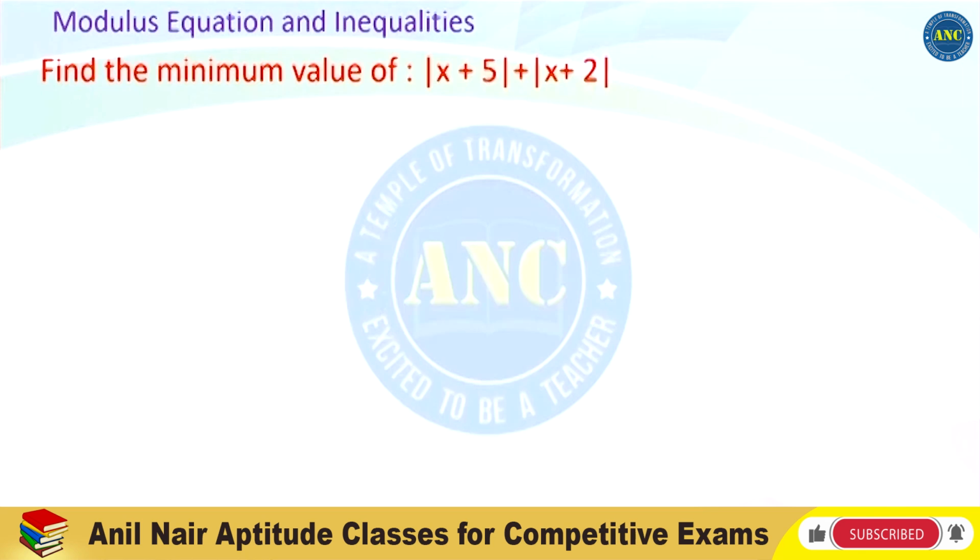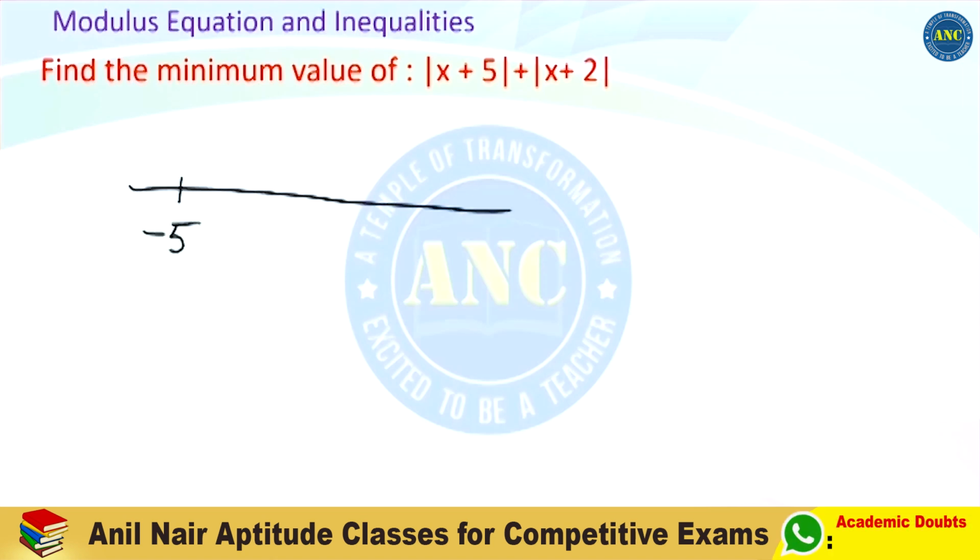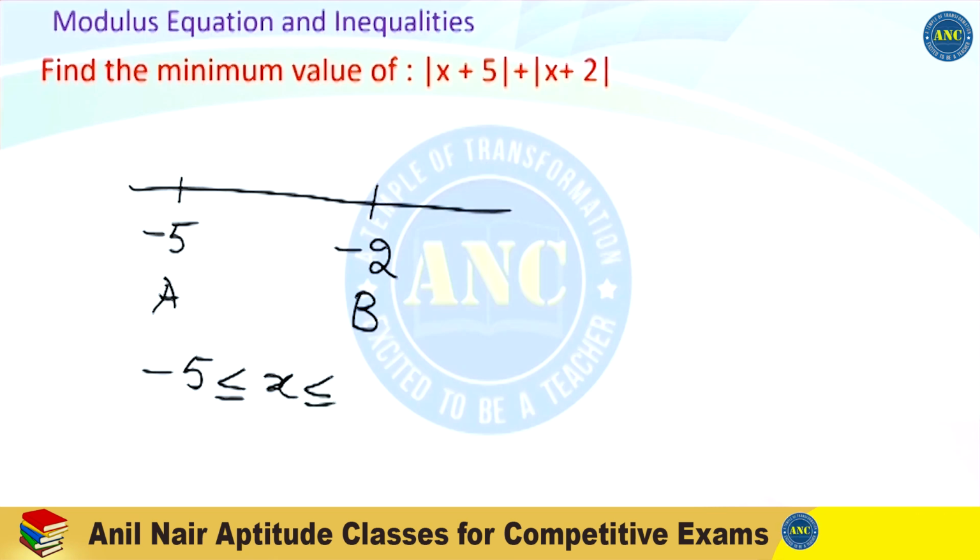Slowly we will put a minus sign. Find the minimum value of mod of x plus 5 plus mod of x plus 2. This is nothing but minus 5. This is nothing but minus 2. Both of them are traveling in the opposite direction, so I will get the answer. Minus 5 less than or equal to x less than or equal to minus 2.